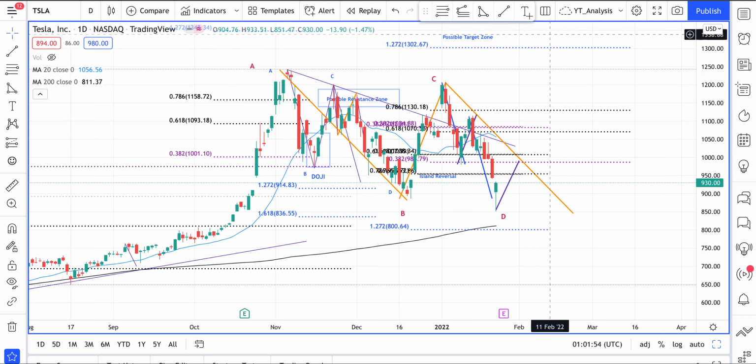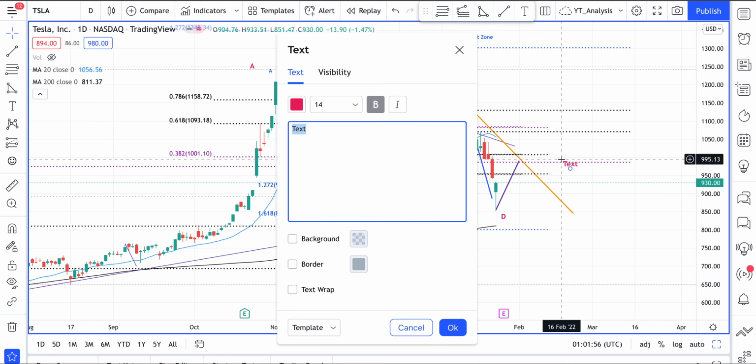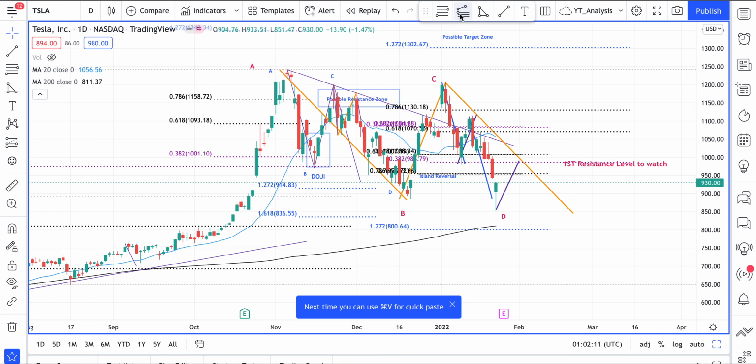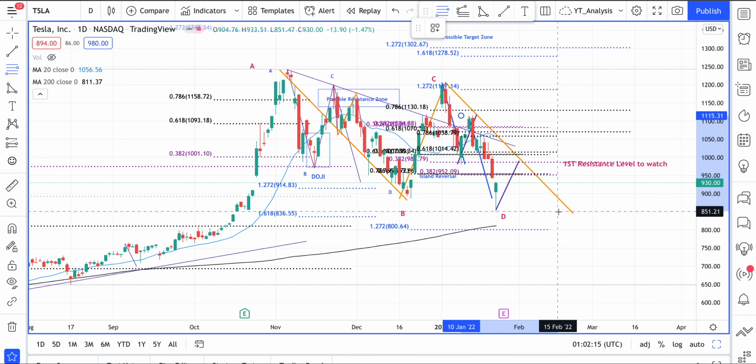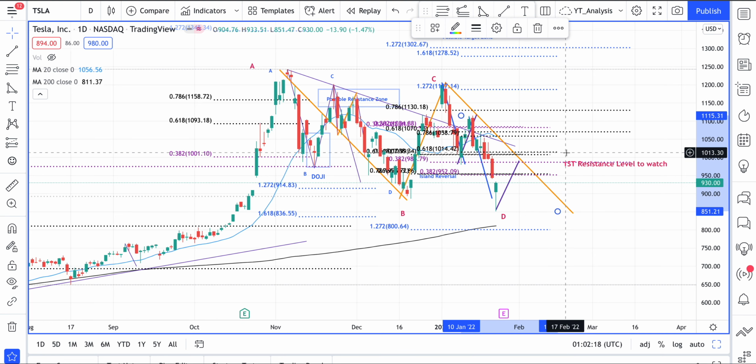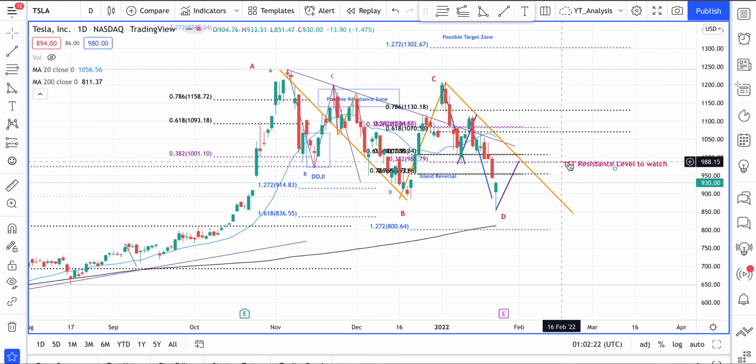So that's going to be the first resistance level to watch. Then I believe there is also a 61.8% retracement level, which is a little bit higher. So this is what we're going to watch as the first resistance level.